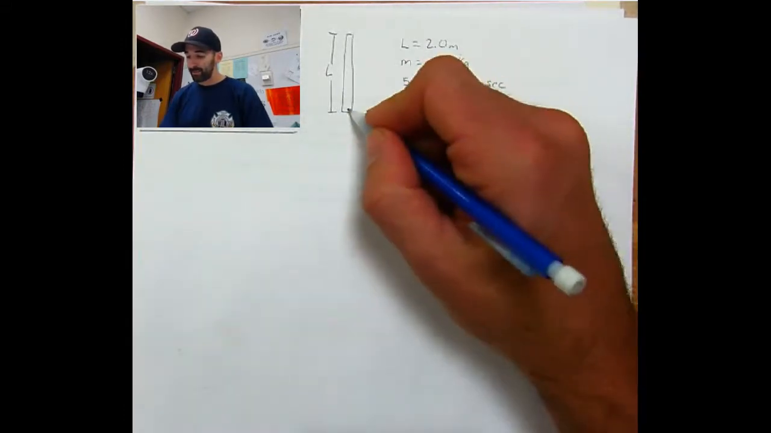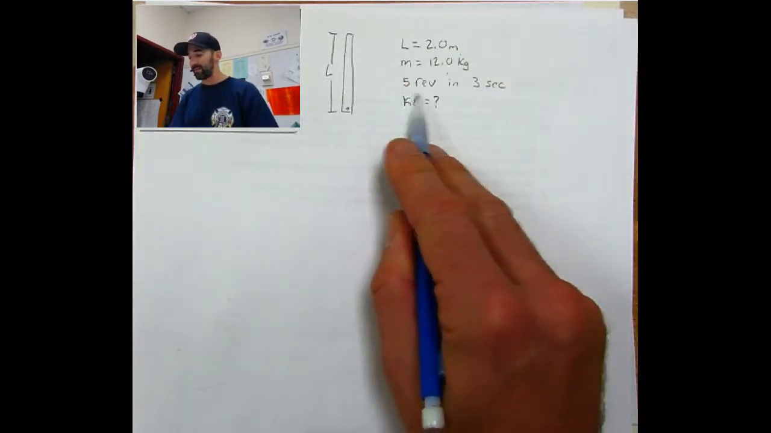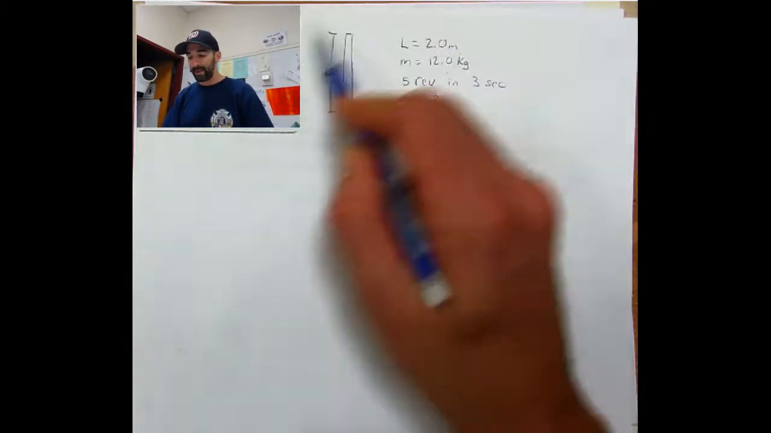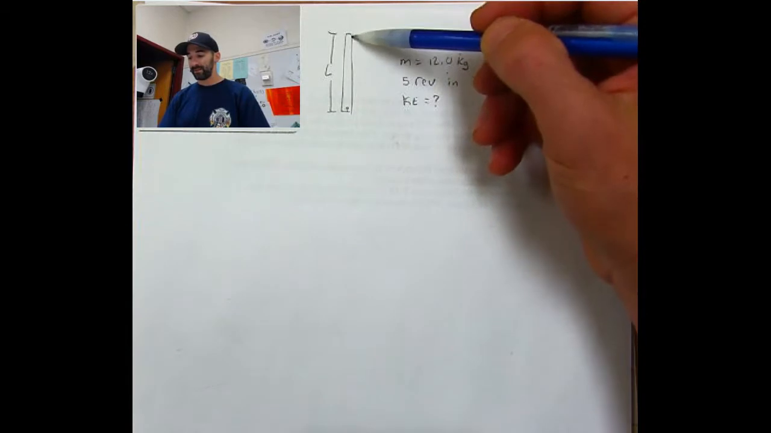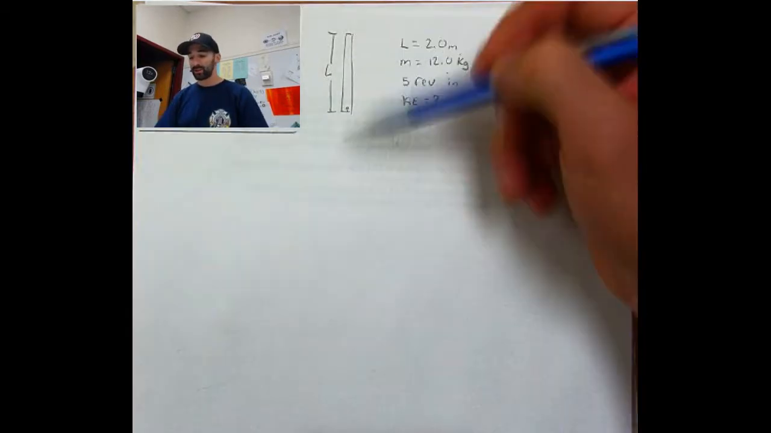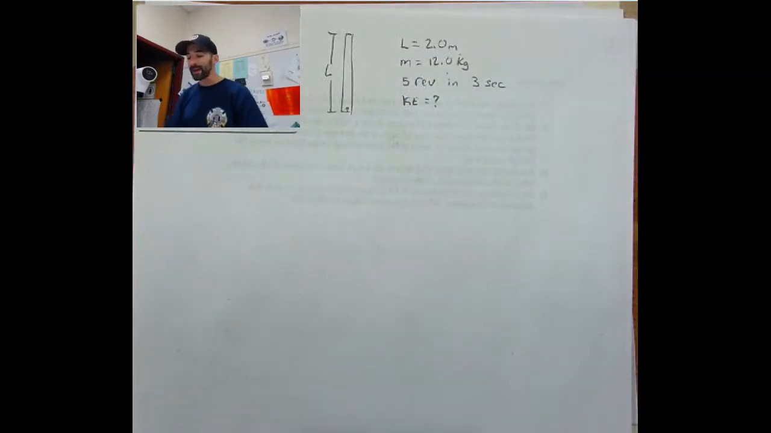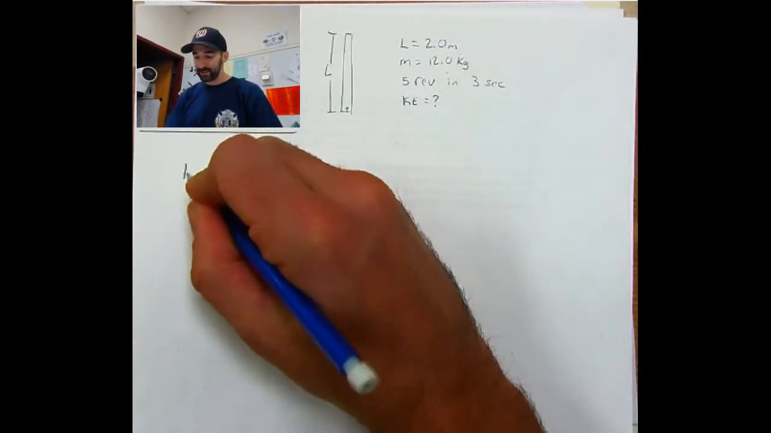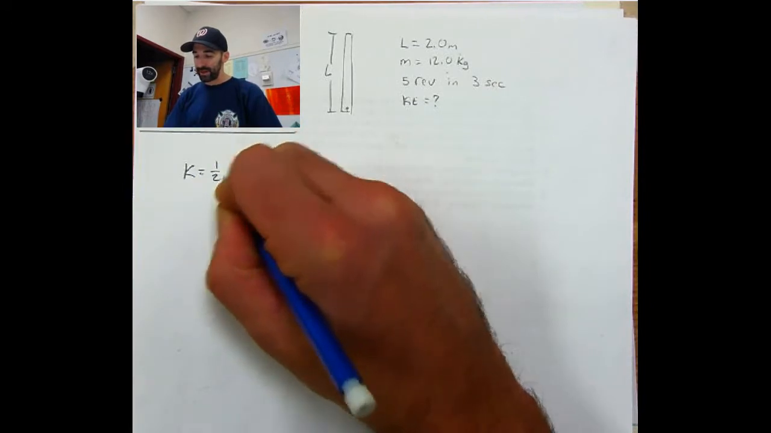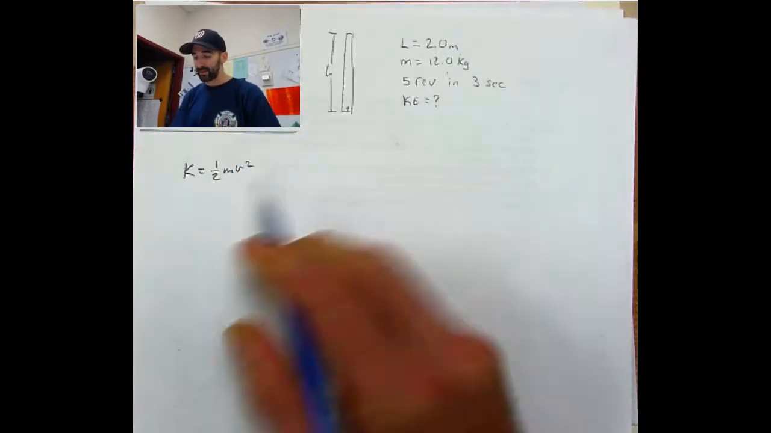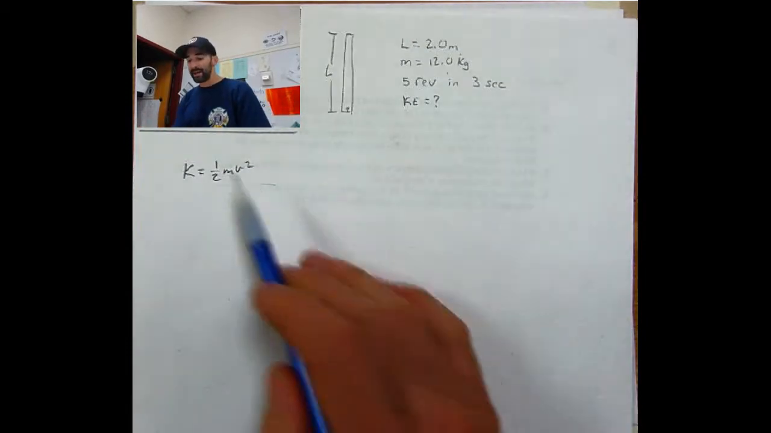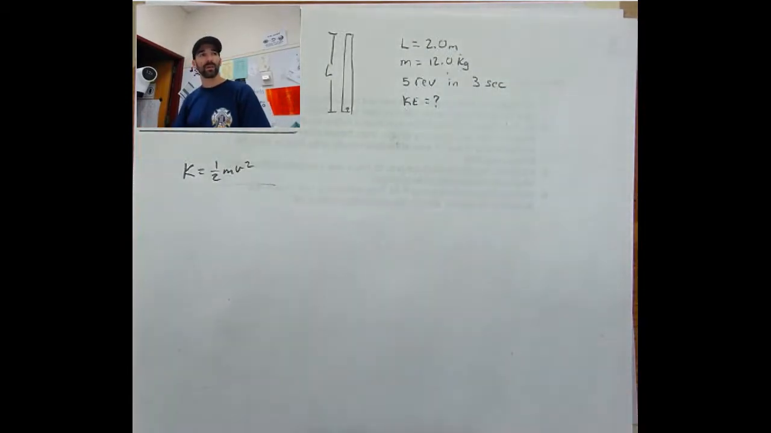And since it's revolving 5 revolutions in 3 seconds, it's revolving about the end. So this bar is going to make a big circle of diameter, say 2L, twice the length of the bar. Now, when we know kinetic energy, we start with kinetic energy equals 1/2 mv squared. This formula that we've used for a long time at this point is the kinetic energy of a particle. We only talk about particles moving pretty much at this point.